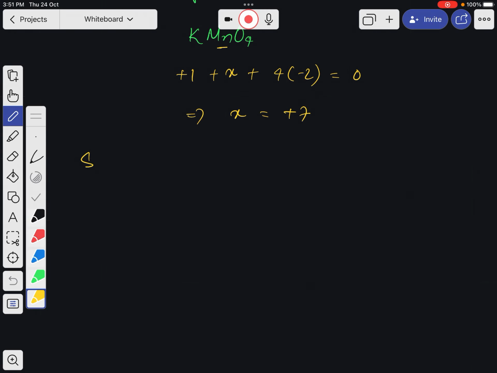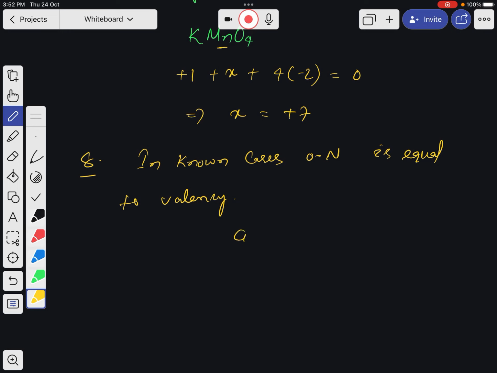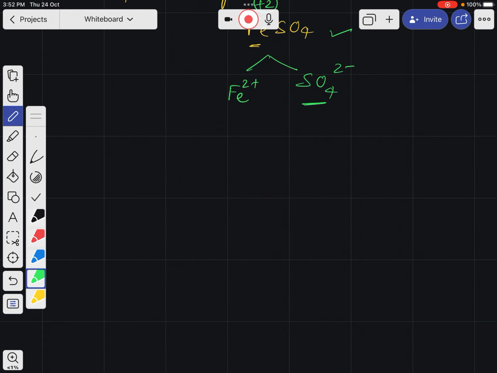And the last rule for calculation of oxidation number is that in known cases, oxidation number is equal to valency. What is a known case? Consider this example: in FeSO4 you have to find the oxidation number of Fe. You know SO4 is present as SO4 2-, which is sulfate. So if SO4 2- is present, then Fe is present as Fe2+. So the oxidation number of Fe is +2.